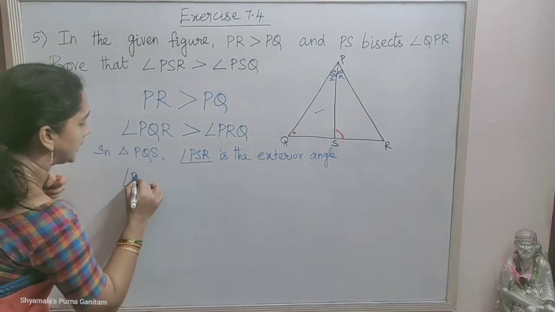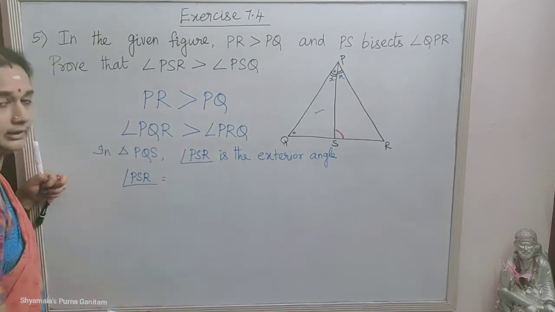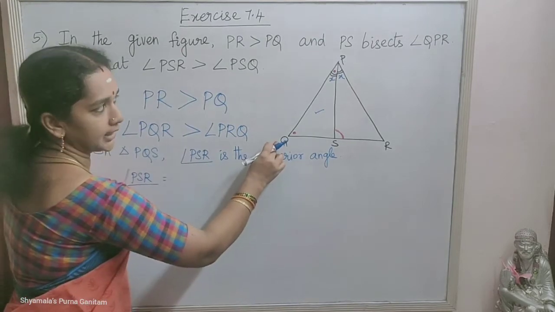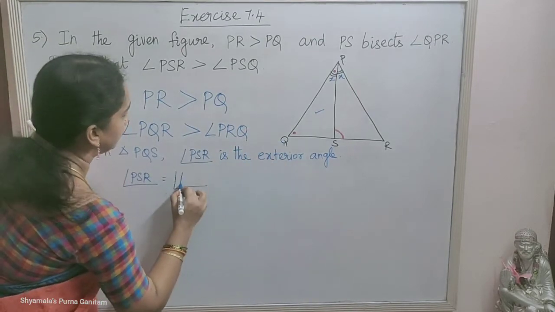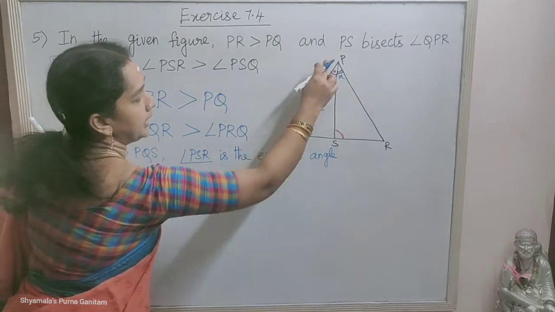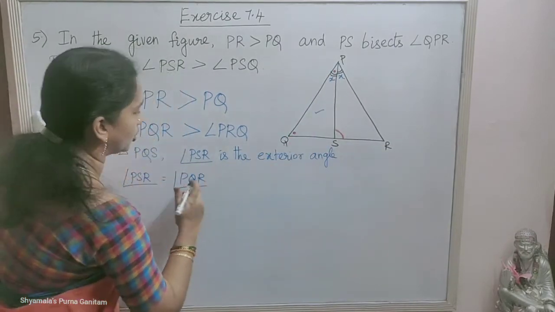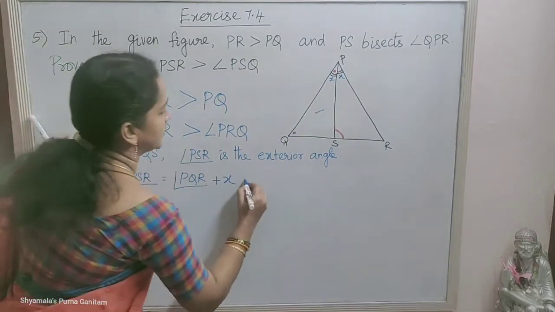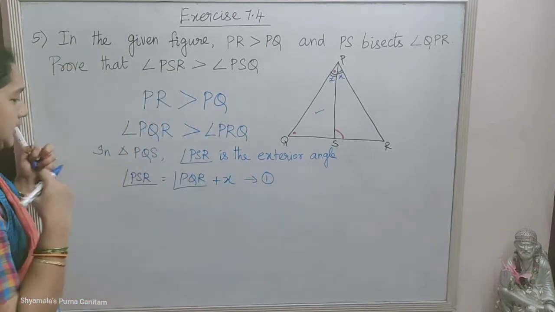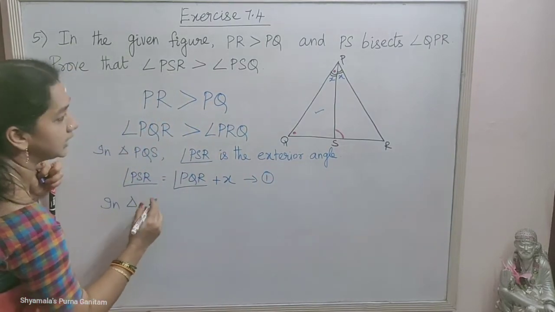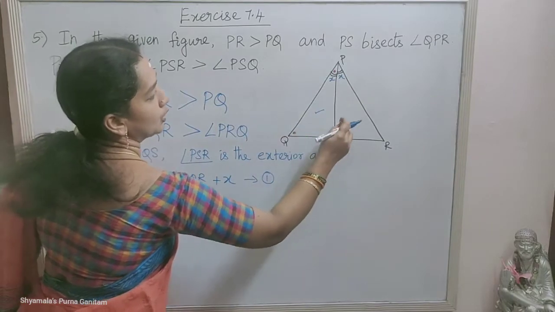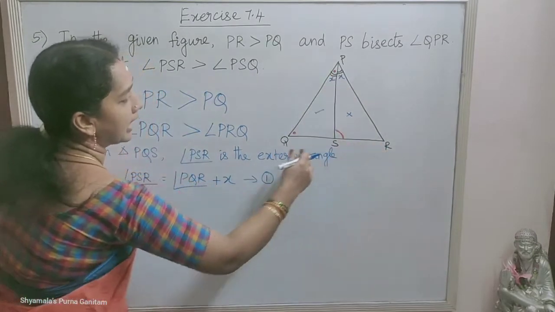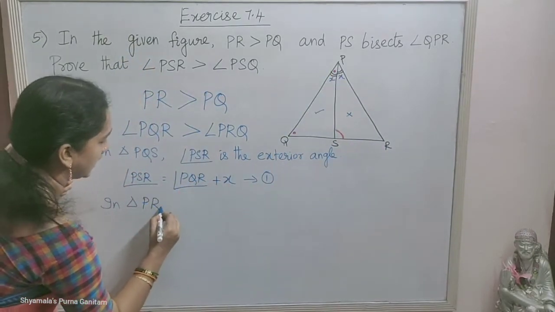So, angle PSR, that is the exterior angle, is equal to the sum of the opposite interior angles, that is angle Q, angle PQR, this full angle, plus angle X. Okay, so this one we will take as the first statement. In the same way, in triangle PRS, we will take this triangle.